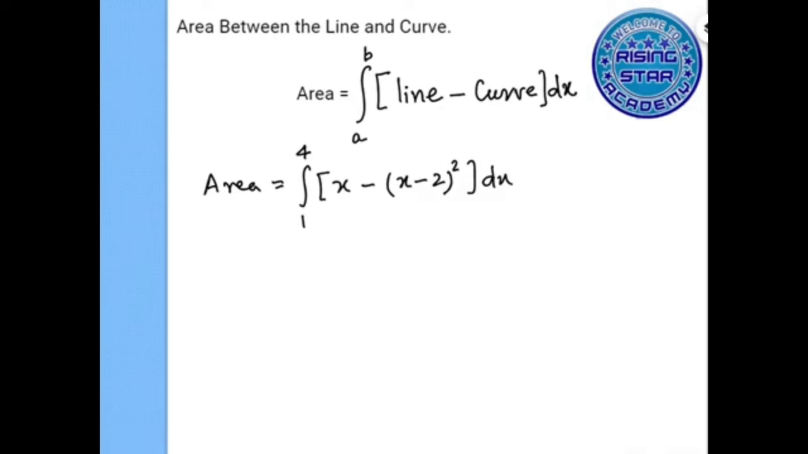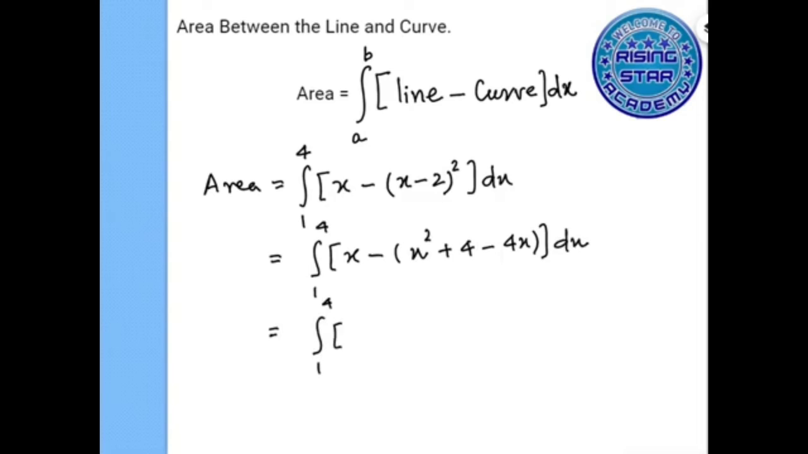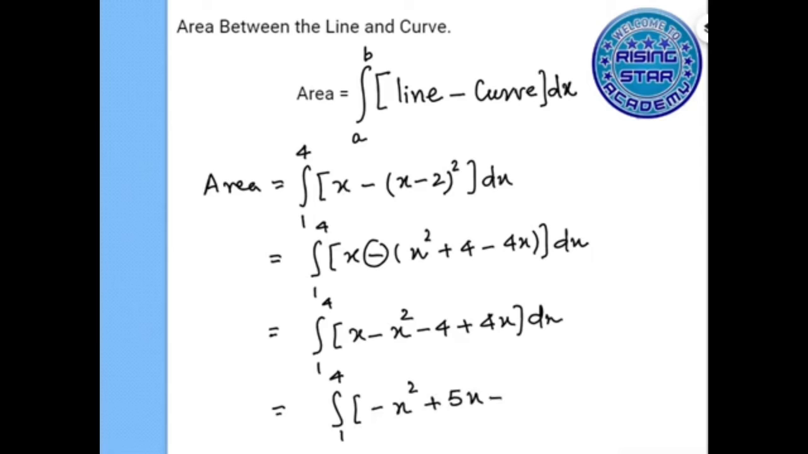Now I would simplify it. So the lower limit is 1, upper limit is 4. We have x minus x squared plus 4 minus 4x dx. I would simplify. So 1 to 4, due to this negative sign, the outer sign, the inner sign would be changed. So minus 4 plus 4x dx. On further simplification, we will get minus x squared plus 5x minus 4 dx.